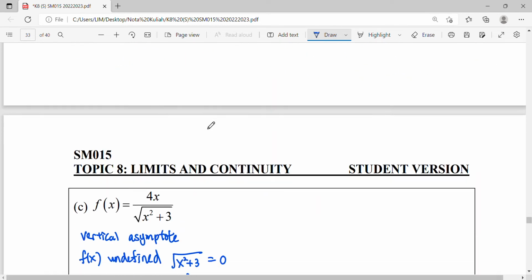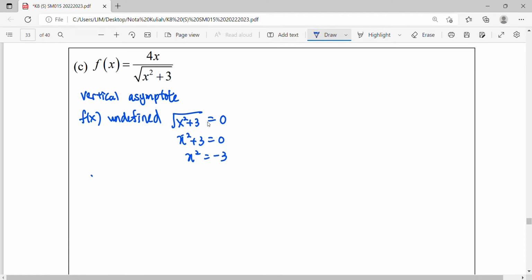So untuk sini, we can know that for this function, there is no vertical asymptote. Then we can proceed to find out the horizontal asymptote.